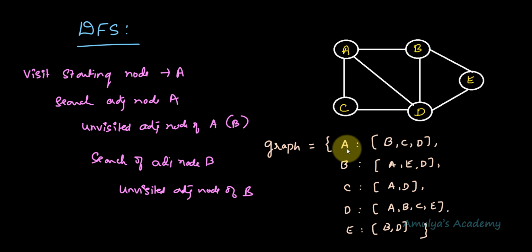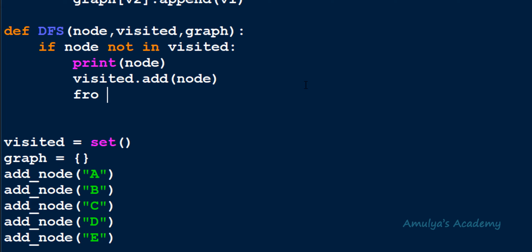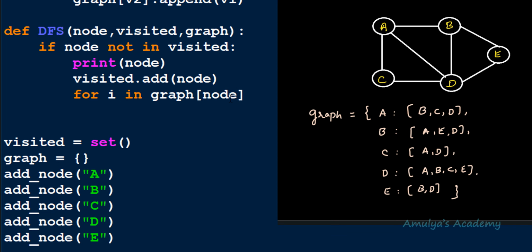You need to mention the dictionary name and key, right? And here you can see, because this is a list and I want to access every value, every node present in the list, I'll use a loop. So here I'll use a loop like this, for i in graph of node. Here graph of node will give you the list of adjacent nodes of the key node. For example, if node is A, we'll get the list of adjacent nodes of key A.